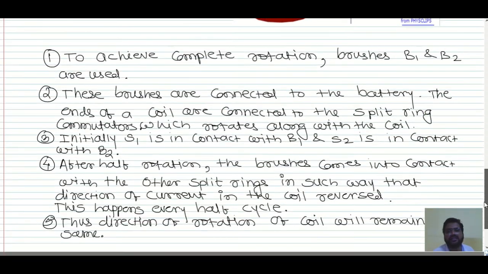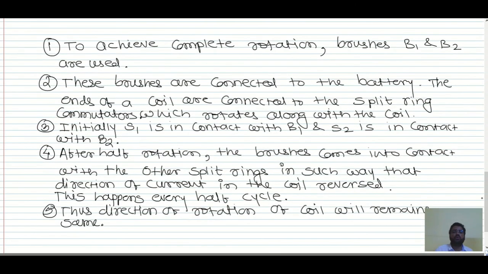As I gave some points over here, to achieve the complete rotation, brushes B1, B2 are used. These brushes are connected to the battery. The ends of the coil are connected to the split ring commutators, which rotate along with the coil. Initially, S1 is in contact with B1, S2 is in contact with B2. After half rotation, what will happen? The brushes come into contact with the other split rings in such a way that direction of current in the coil reverses. This happens every half cycle.